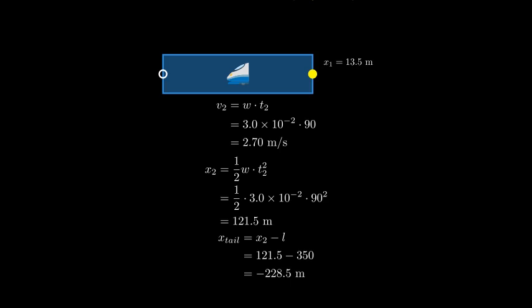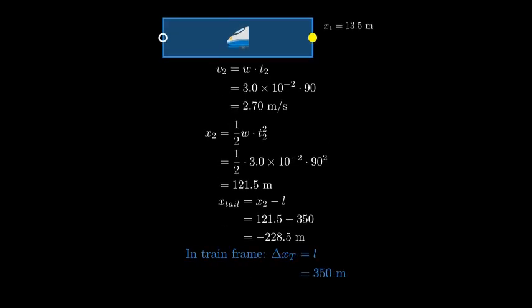Now let's solve part A, finding the spatial separation of these two events in different reference frames. First, in the train frame. Since the train's length is constant in its own frame, the spatial separation between the headlight and tail light is simply the train's length, 350 meters.